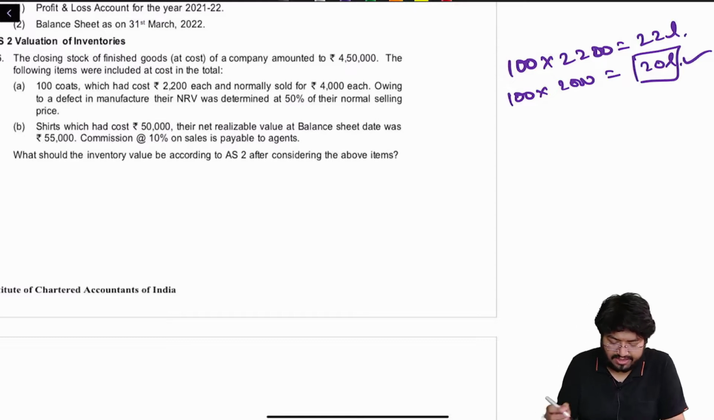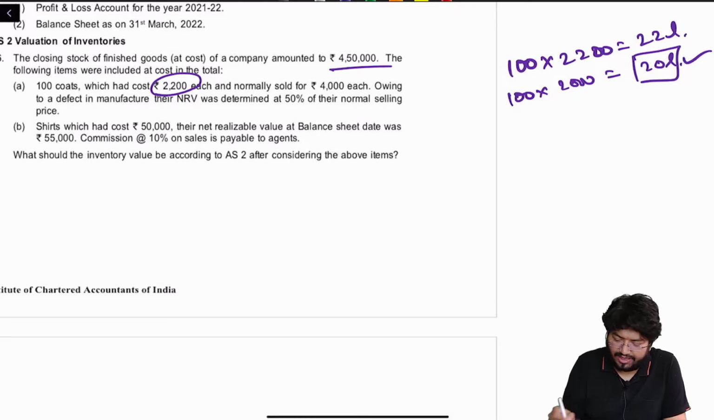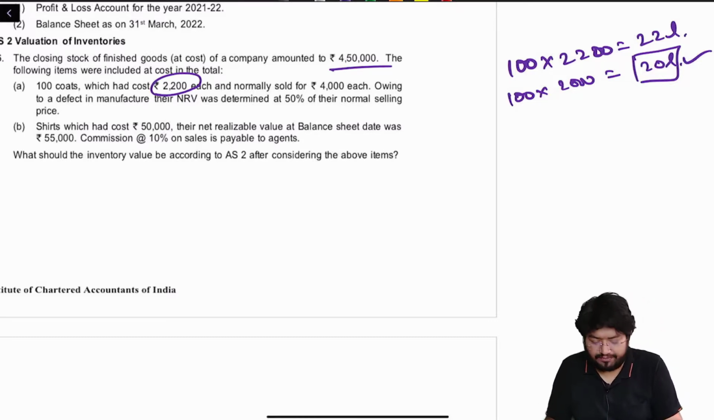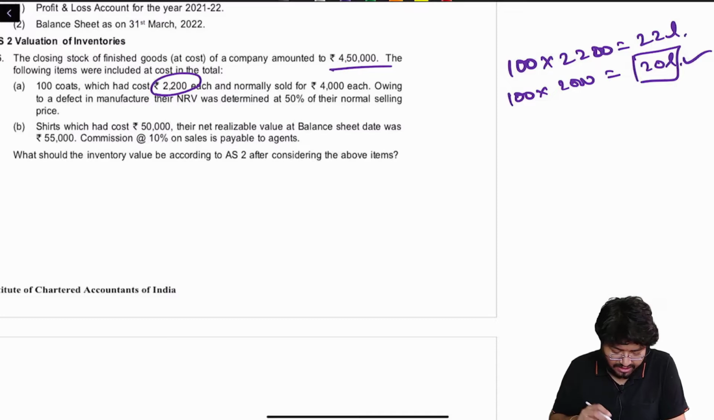So now what is he saying in this 4,50,000? 2,200 is considered right now. So you should actually take NRV of 20 lakhs. So that is number one. Second, 2 lakh rupees is what you are supposed to consider.